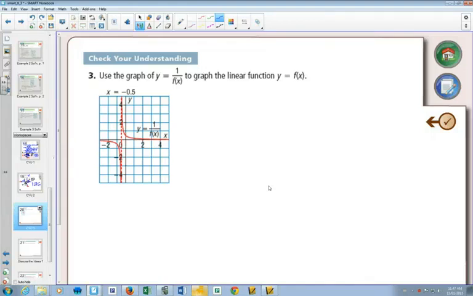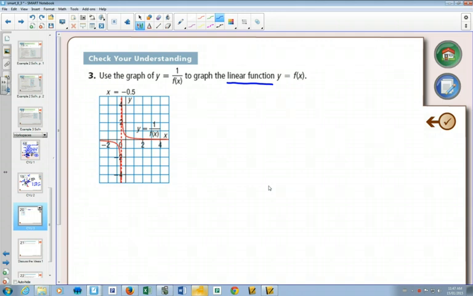So example 3, we have the graph of the reciprocal. So this is working backwards. We have to think, what would the original graph look like? We're told right here in the question that it's going to be a line. So we have to think back of the steps that we did in the previous one. How is that going to help us find our original graph?